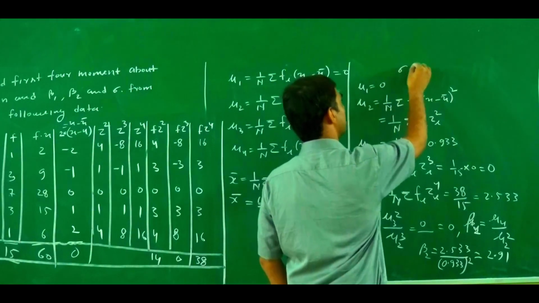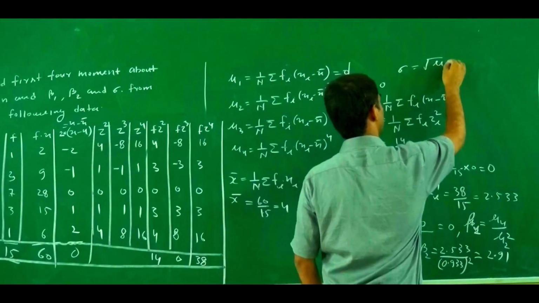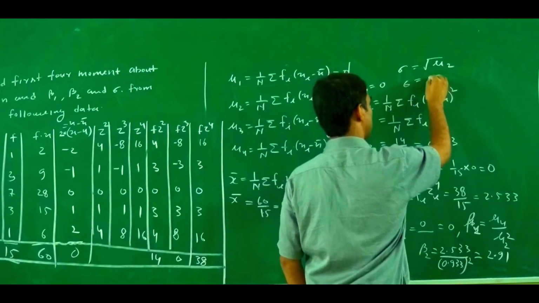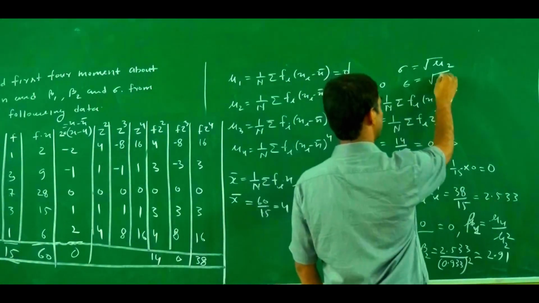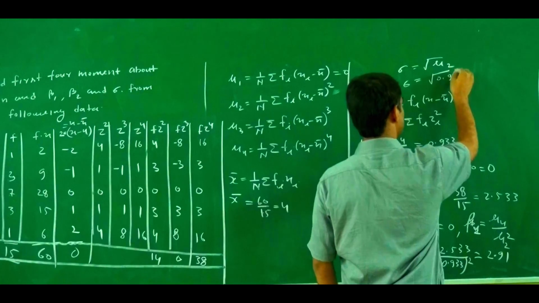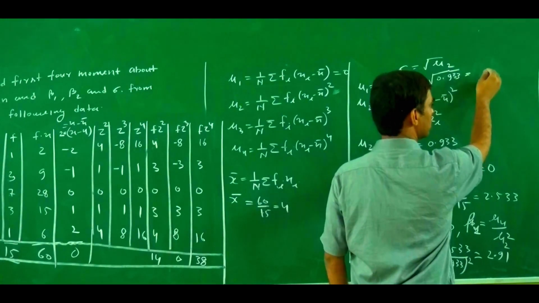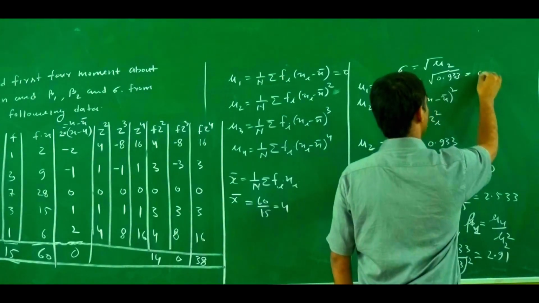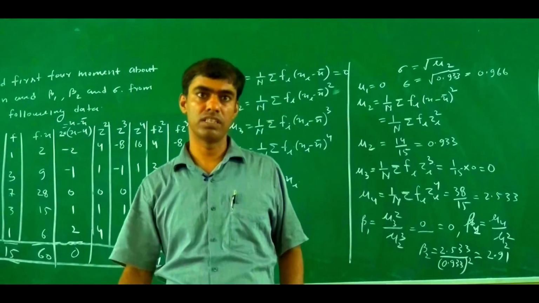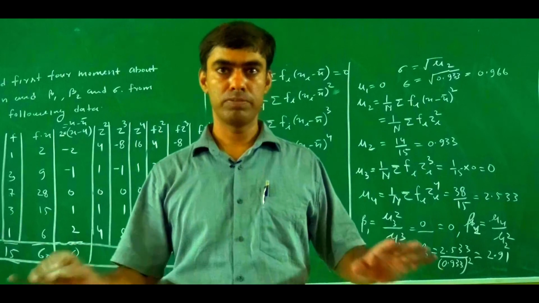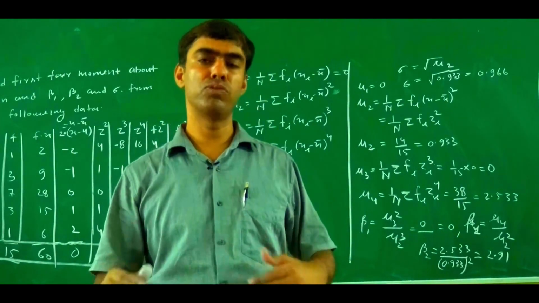Similarly, what is the value for gamma? Gamma equal under root mu2. So what is the value for gamma, under root mu2? Mu2 is 0.93. So what is the value for this one? This one is 0.966. So this is the procedure how we find the values of mu1, mu2, mu3 and mu4.